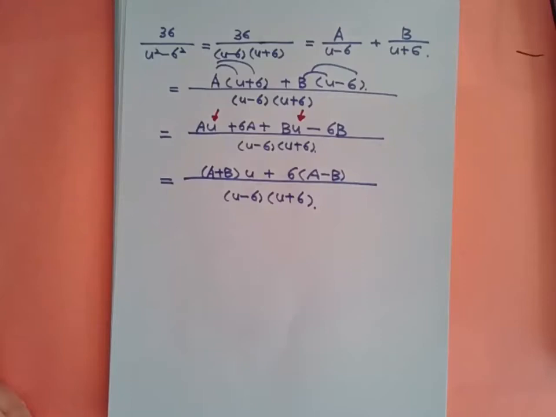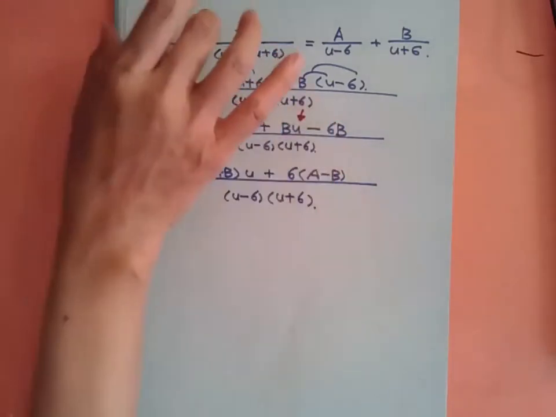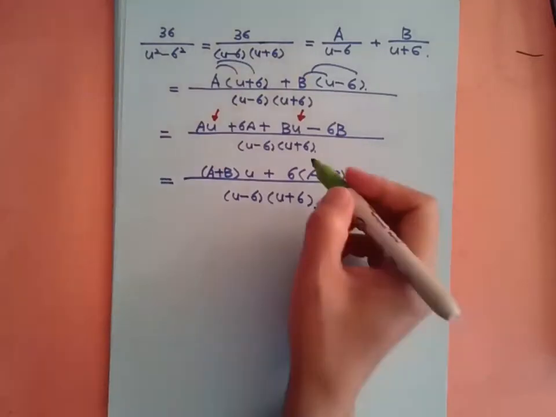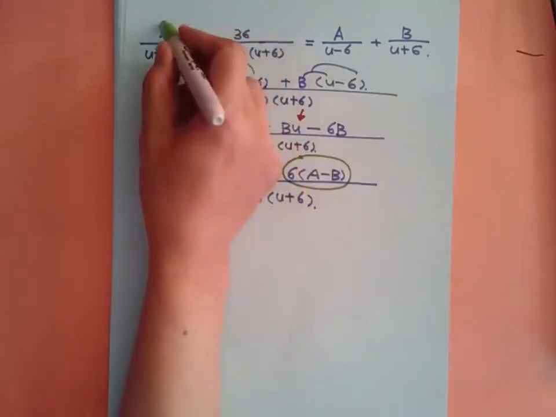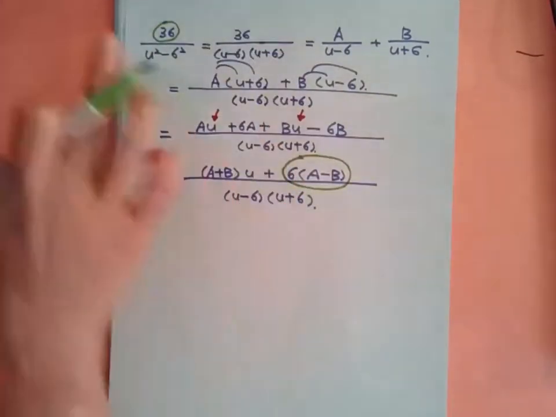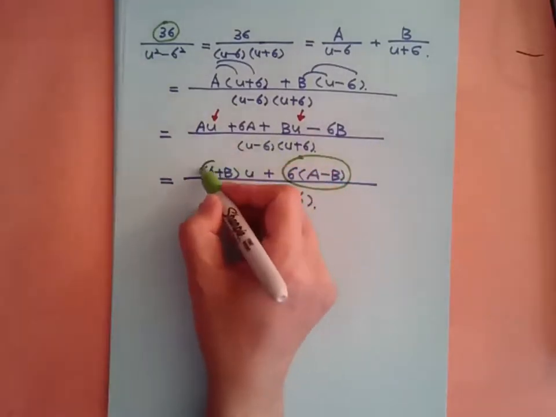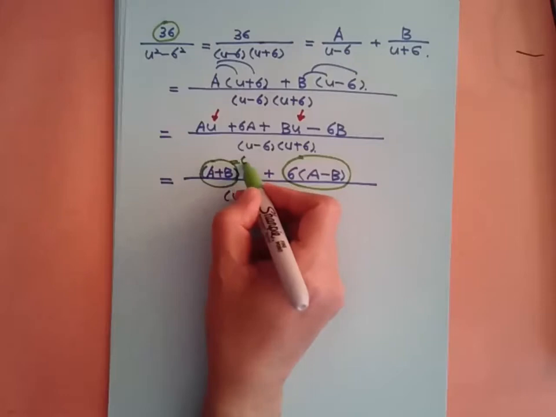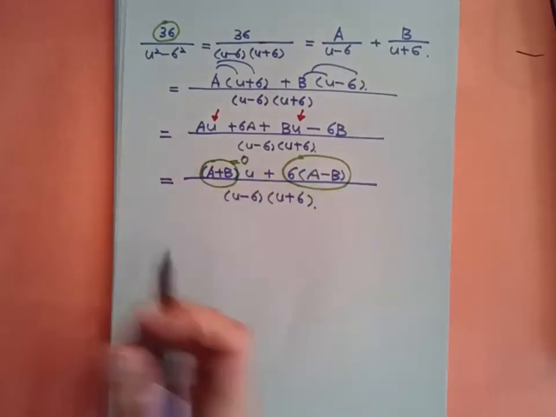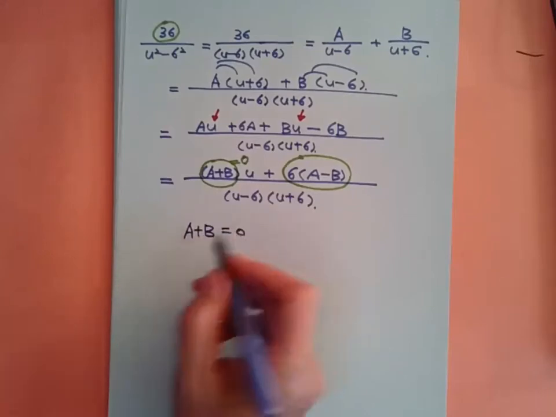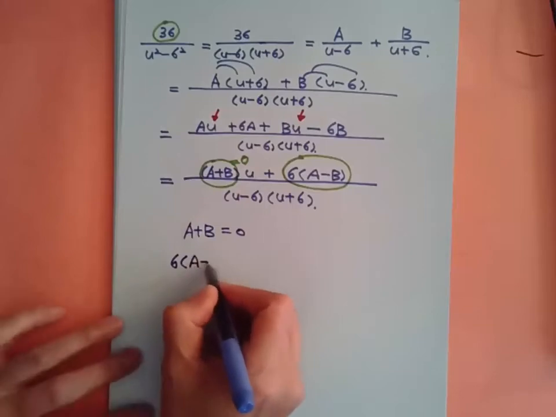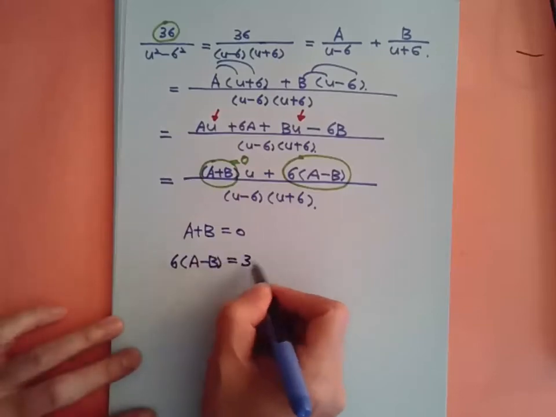And then as we have been doing, we have to compare the last fraction with the first fraction. So this one will be 36. And there is no u related term. That means the coefficient of u equals indeed 0. So a plus b equals 0. And the other one is 6 times a minus b equals 36.